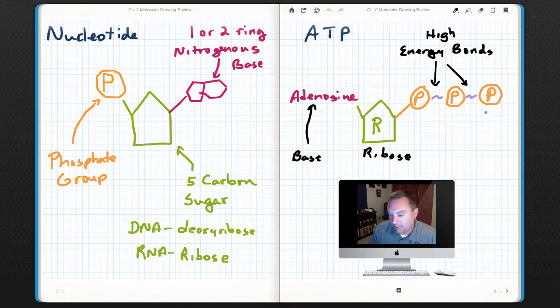Okay, now the most important thing that we want to know in ATP is that the energy is stored in these purple bonds right here. These are called the high energy bonds. And we're going to learn more about how this works in chapters 8 and 9, which we'll get to right around Thanksgiving.